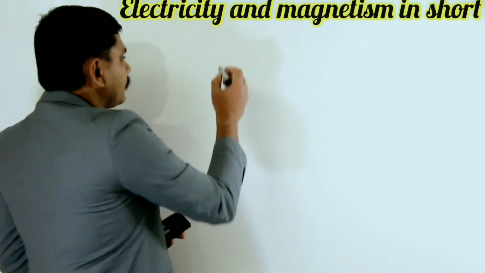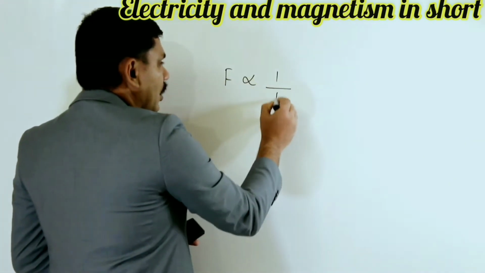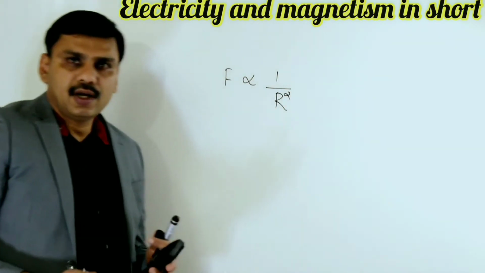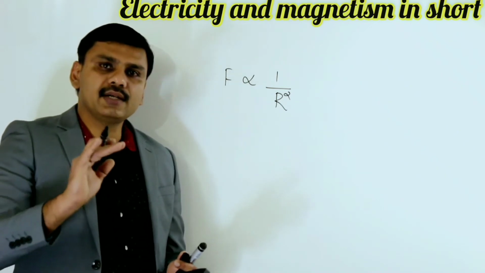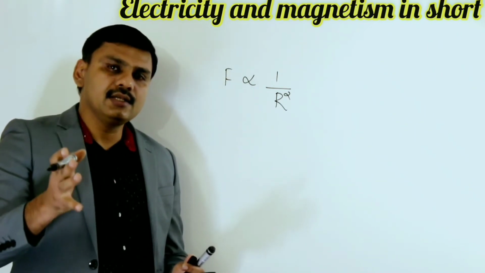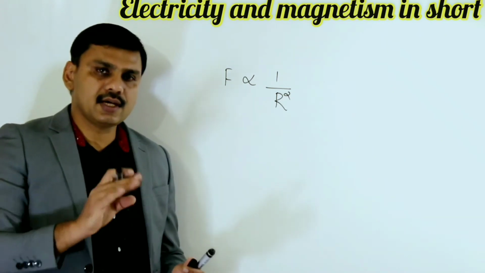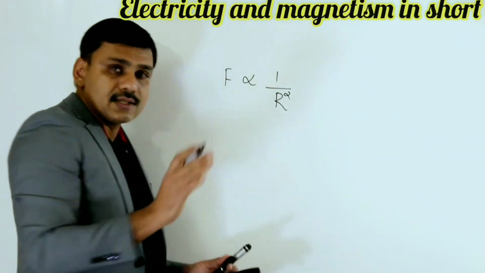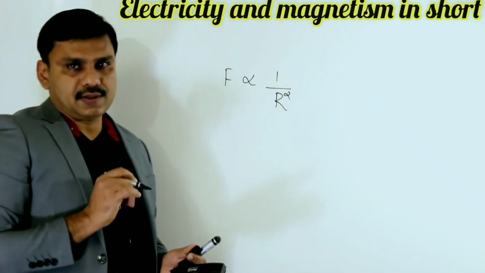You know that F is directly proportional to 1/r², because the charges remain the same and are not changing. So here the only variable is what? Distance.